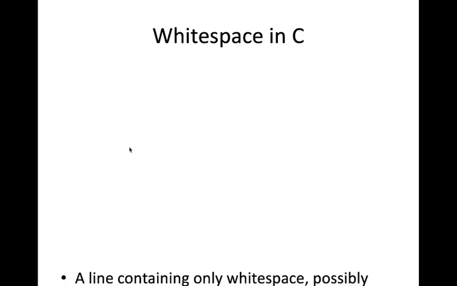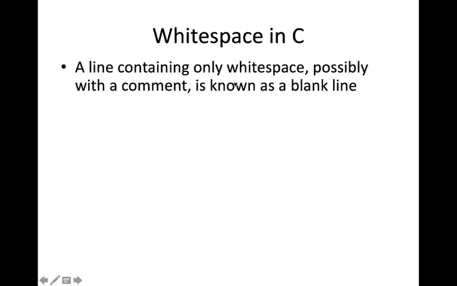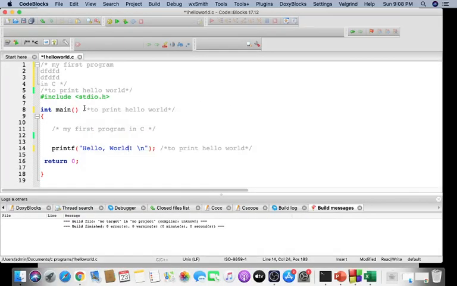Then what is white space in C? A line containing only white space, possibly with a comment, is known as a blank line. If you see this program, this is a blank line here. In line number 7, we have not written anything. Or line number 10, we have not written anything. There are also blank spaces between return and 0. Between int and main, there is a blank space. So these are known as white spaces. Line number 10 is known as white space, or line number 7 is also white space.